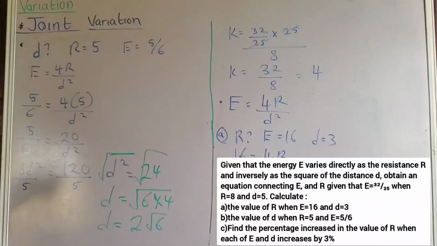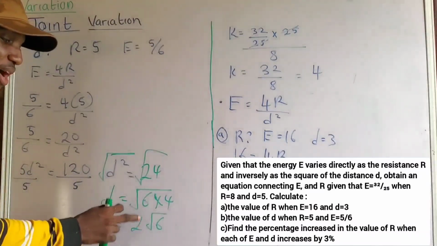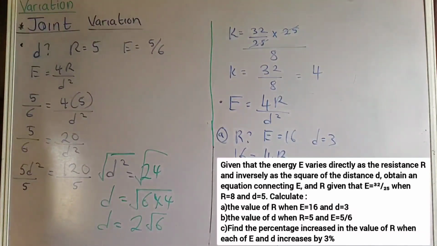Okay, now because square root of 4 is 2 and square root of 6 will give us a decimal, I just leave it like this. Okay, you can put it in decimal. Do you understand? Okay, we have gotten the value of D. That's the second question, question B under that. Okay, now let us proceed to question C.